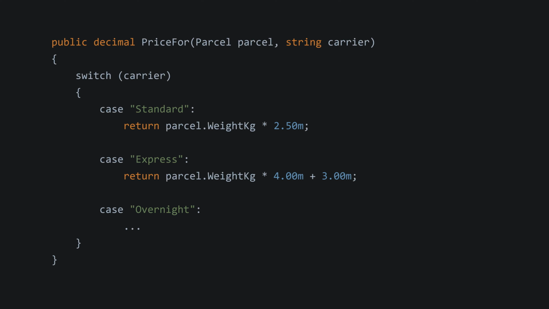6 months later, there are 3 carriers, and the method has grown a switch. Standard, express, overnight. Each case carries that carrier's own pricing rule. Notice how it got here. Nobody sat down and designed this. Express arrived, and adding a case was 2 lines and obviously the smallest change available. Overnight arrived, and the same argument applied again. Each individual step was the reasonable one. This method is now the only place in the codebase that knows what any carrier charges.